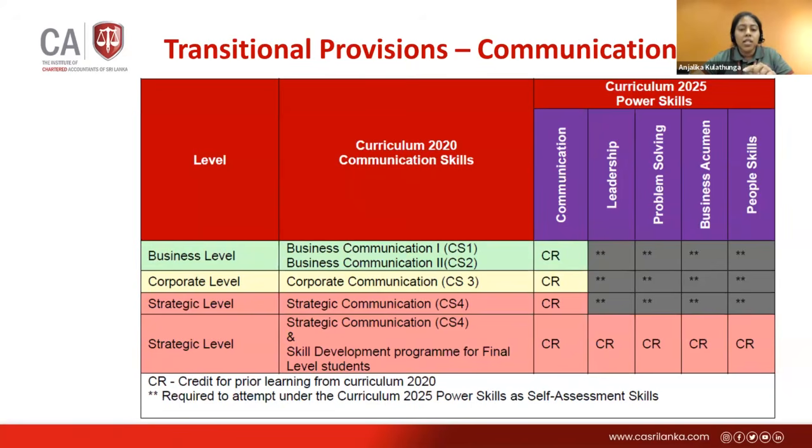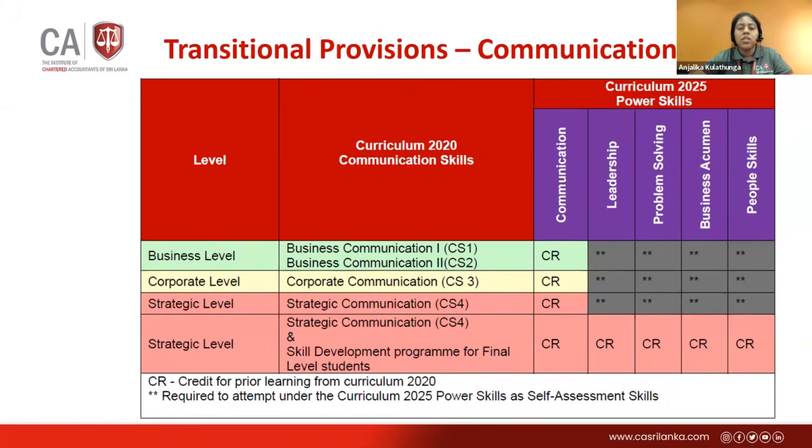Those who have completed CS3 are exempted from the communication skills module under the CCAP power and integrity skills suite. Those who have completed CS4 are exempted from the communication skills module in the SCAP power and integrity skills suite. And at strategic level, students who have completed both CS4 and the skill development program conducted by the practical training division are exempted from the full power and integrity skills suite.